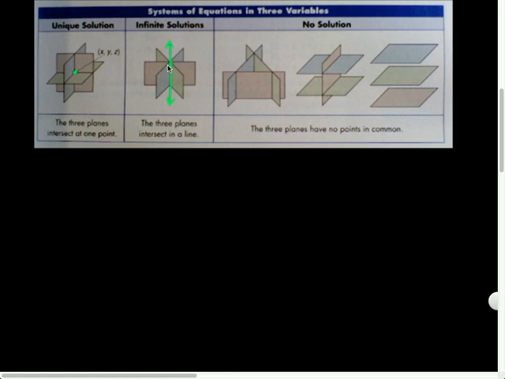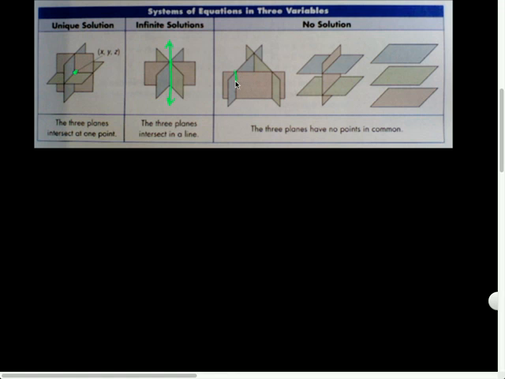Technically, you could also have infinitely many solutions if you have like 3 sheets of paper stacked on top of each other. Those would be 3 planes that are just coincident with one another. They exist on all the same points. So there's a couple ways you could have infinitely many solutions. But then look at this no solution possibility.